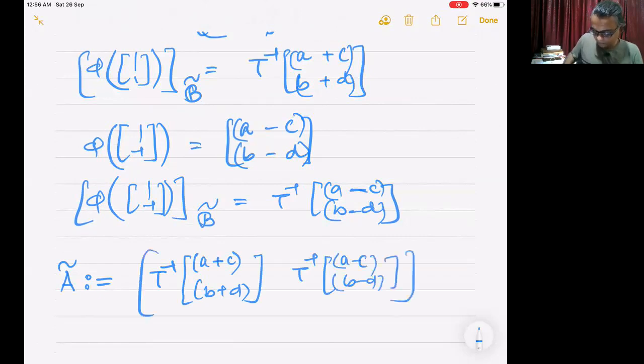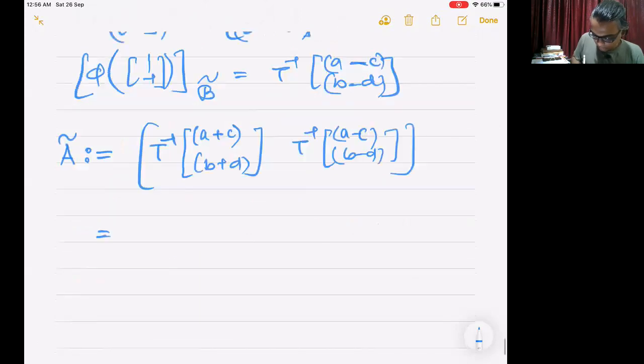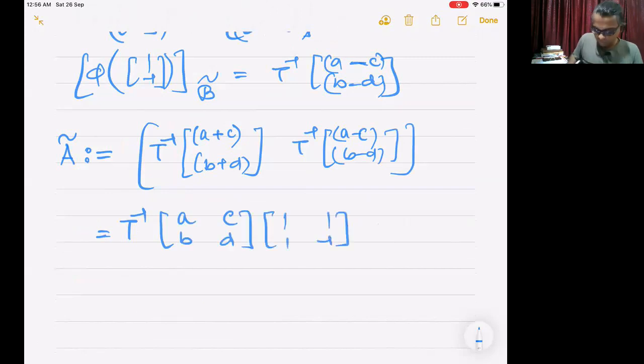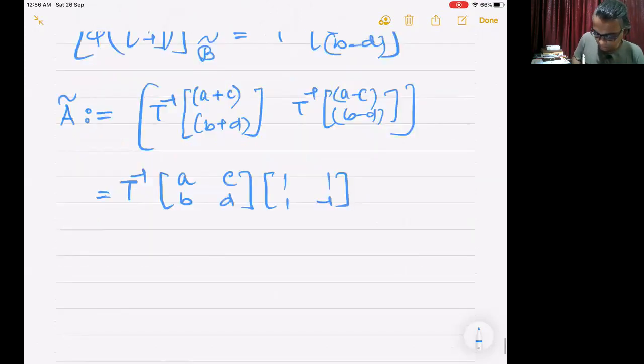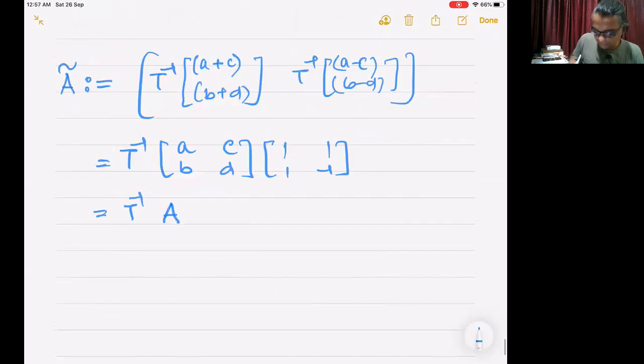Which is the same as pulling out T inverse. Write [A B; C D] as before, and then notice that this is [1 1; 1 -1], which is the same as saying this is T inverse A T. So A tilde, that is the representation of the same linear map in the new basis, is nothing but T inverse A T.